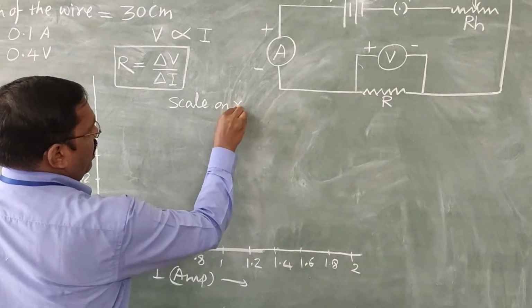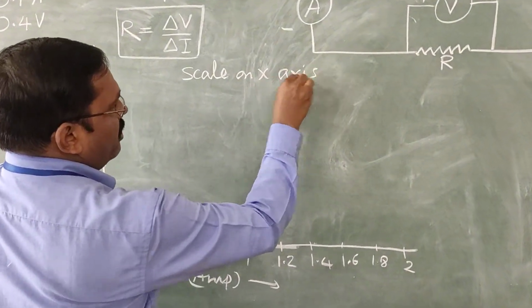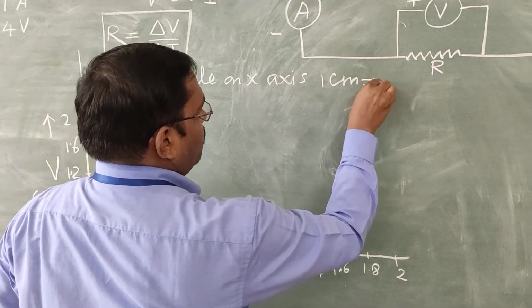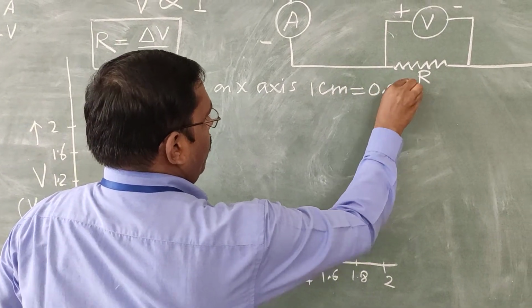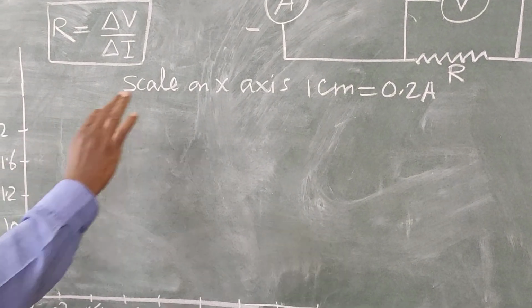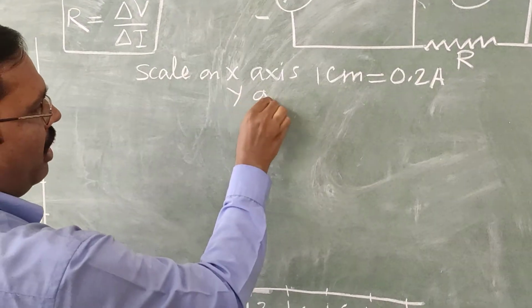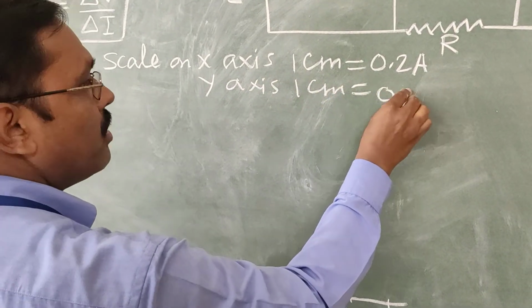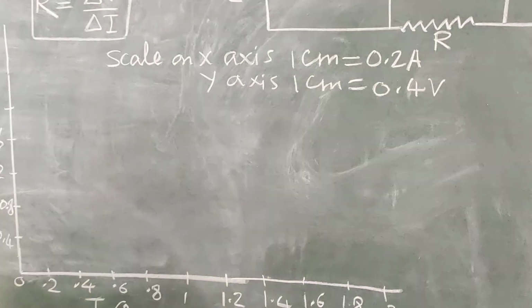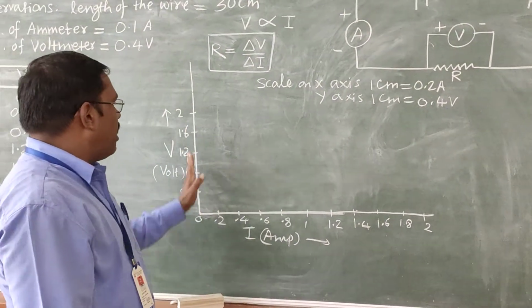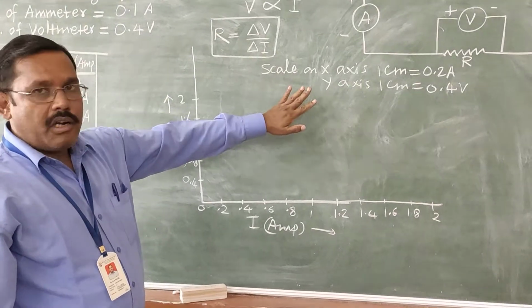Scale on the x-axis: we have taken 1 centimeter as 0.2 ampere. These scales can be the same or different, but you have to write them here. On the y-axis we have taken 1 centimeter as 0.4 volt. Both scales may be the same, may be 0.2, in which case it will expand, or they may be different.